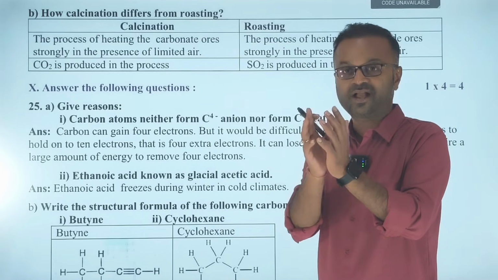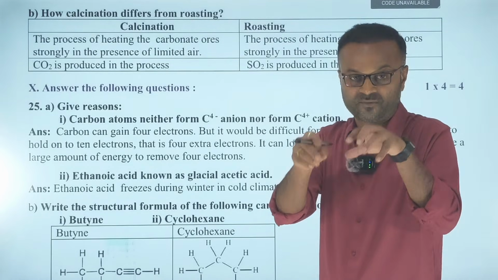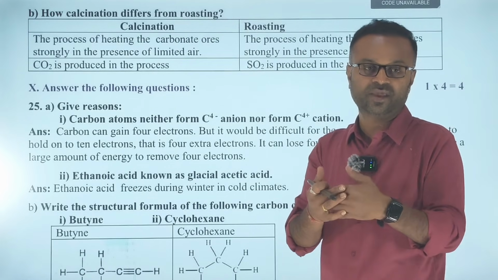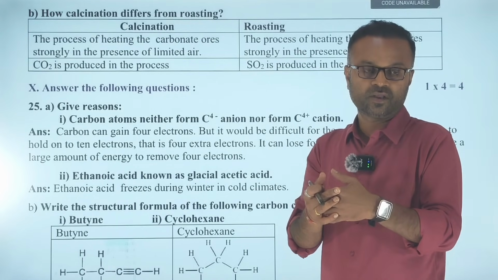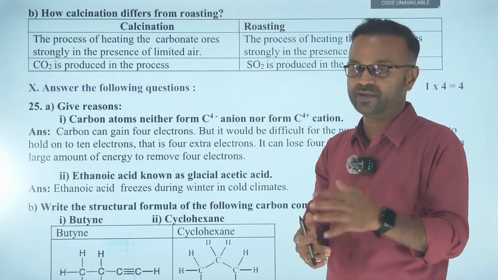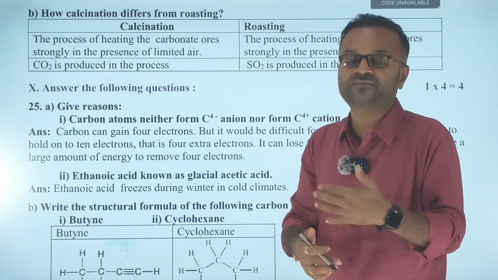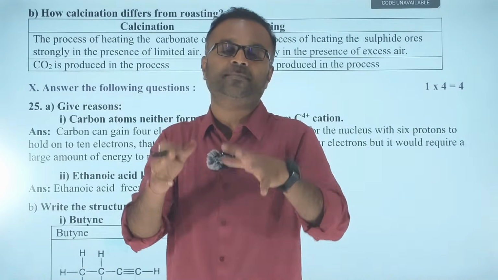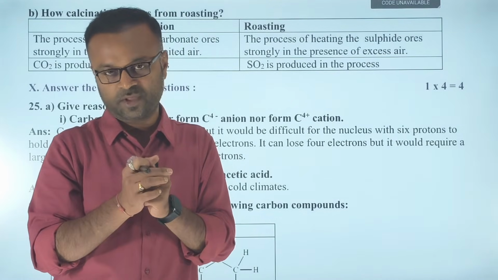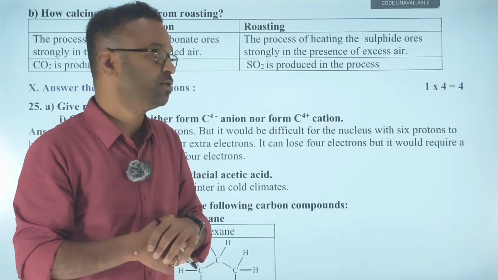Calcination means heating carbonate ores in a limited supply of oxygen. When we heat that particular carbonate ore, we can convert it into its respective oxide, so that it will be easy for the extraction of the metal. Roasting means what? Heating of the sulfide ores in the excess supply of oxygen. Heating of sulfide ores in the supply of oxygen, we call it roasting.